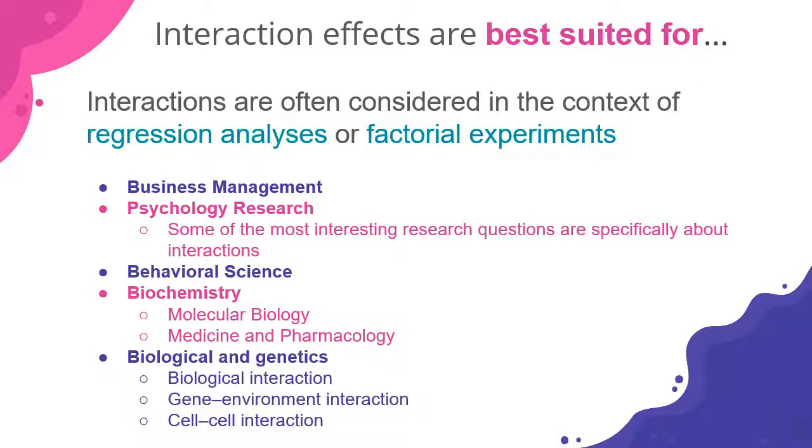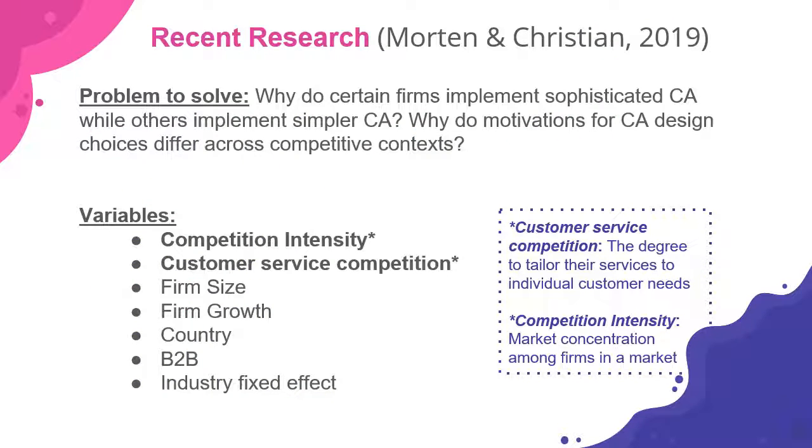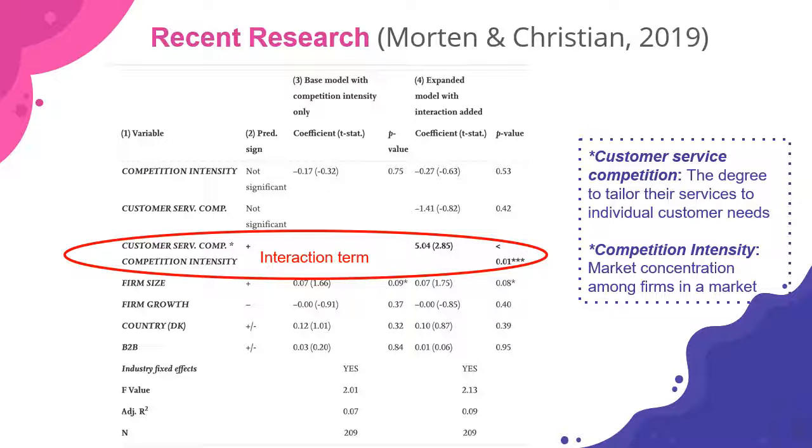Interaction effects are used in regression analysis and factorial experiments. In the research field, they are widely applied in business management, psychological research, behavioral science, and biochemistry. Here is an example of recent research by Monton and Christian in 2019. They want to know why certain companies develop sophisticated customer accounting systems, systems used to analyze customer profitability, while others choose simpler ones, and what their motivation is. They define 7 variables and use competition intensity and customer service competition as interaction terms.